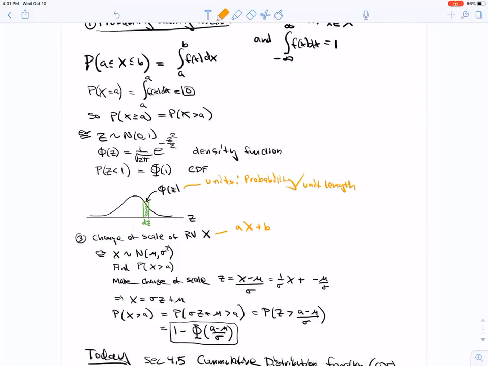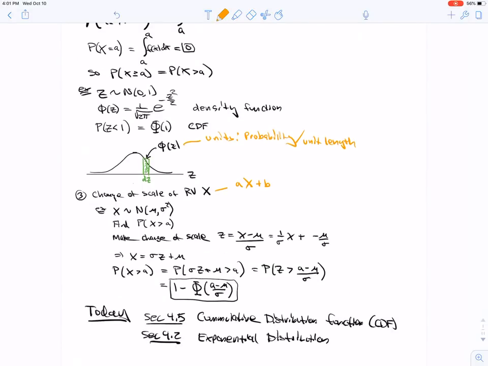Furthermore, another thing to note is that when I make a graph of the density function, the height of the density function has units probability per unit length. So the area, in this case the area of the green bar here, is the probability, and the length of the bar is the unit length. So area over the unit length is the height. So those are the units for the height of the density function.